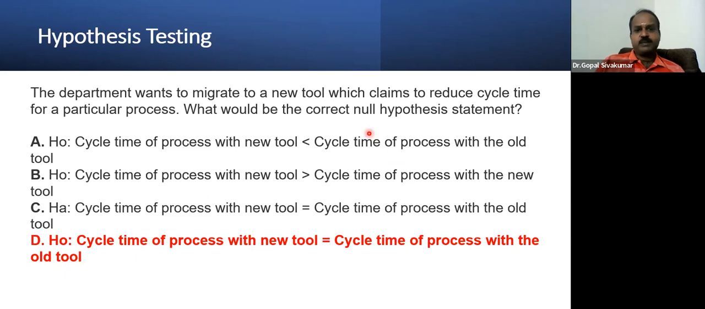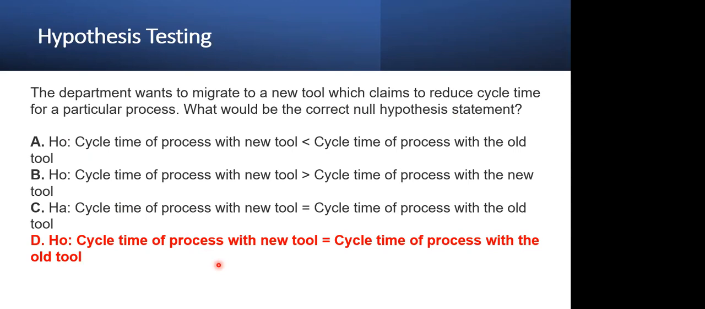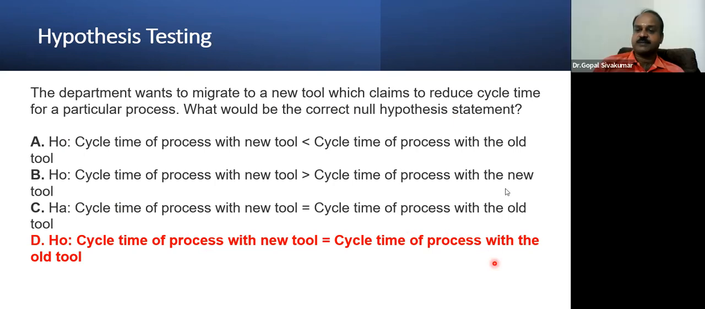Now, a department wants to migrate to a new tool which claims to reduce the cycle time for a particular process. What would be the correct null hypothesis statement? There are 4 statements given here. Which will be a correct hypothesis statement here? Any idea? The answer is already given in red color, but you should be able to justify why it is the last option. Why not the first 3?